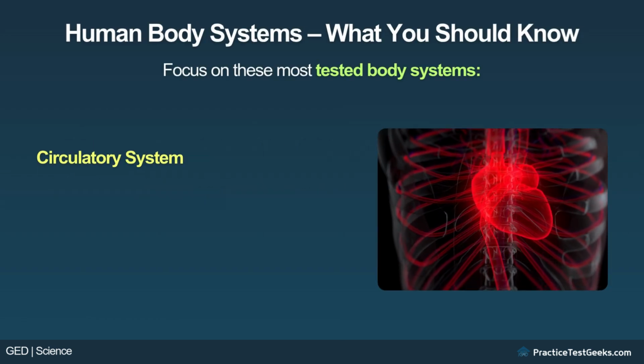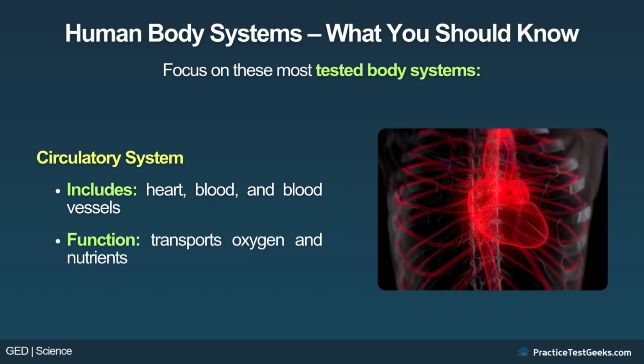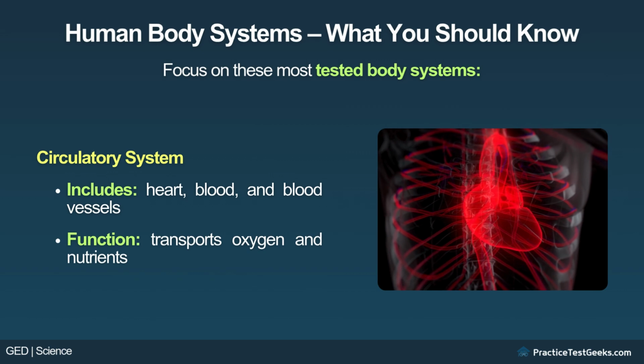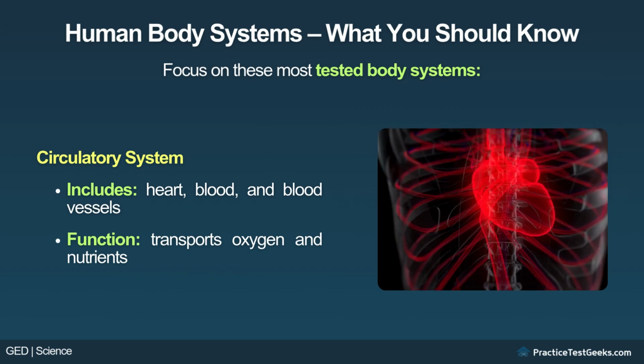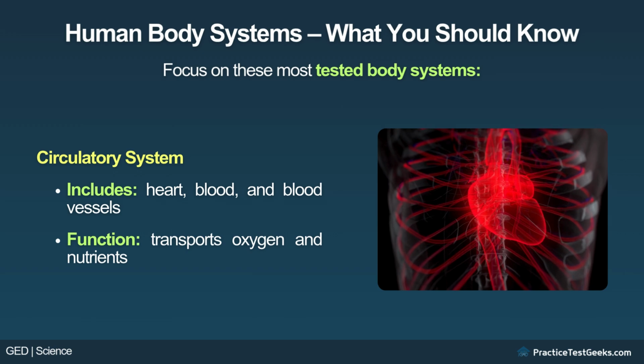First, the circulatory system includes the heart, blood, and blood vessels. Its main job is to transport oxygen and nutrients throughout the body. Think of it as the delivery system that keeps everything running smoothly.